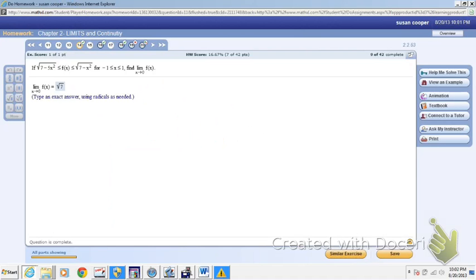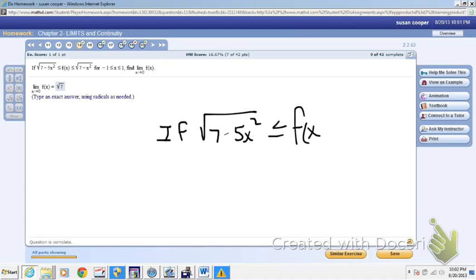Okay, so here I pulled up problems from my math lab, or my calculus lab in this case. It might be really small for you to read, so I'm going to rewrite it here. It doesn't blatantly tell us to use the sandwich theorem, but we know we need to. So it says if root of 7 minus 5x squared is less than or equal to f of x, I'm rewriting it so you can see it, which is less than or equal to root of 7 minus x squared for all x in between -1 and 1, basically.